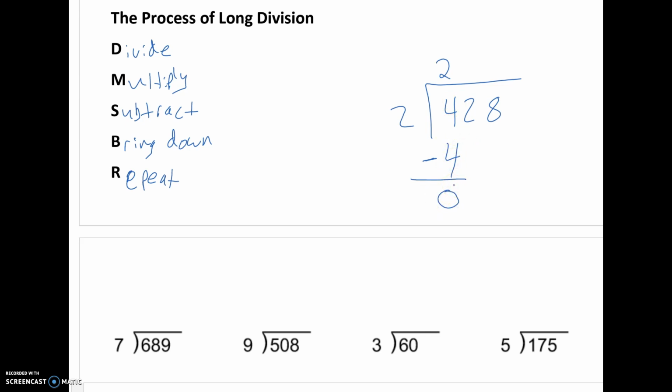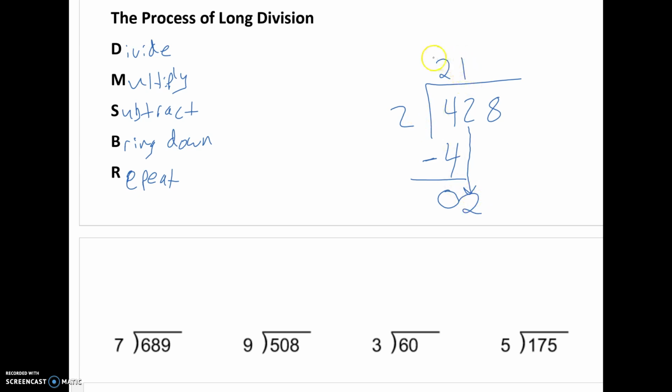Okay, so we've done the first 3 steps. The next step is bring down. We're going to bring down the 2. I would draw an arrow. The arrow is going to help you keep stuff lined up, bring it down to the right spot. So you have a 2 now. And then you repeat those steps. So 2 goes into 2 how many times? Once.